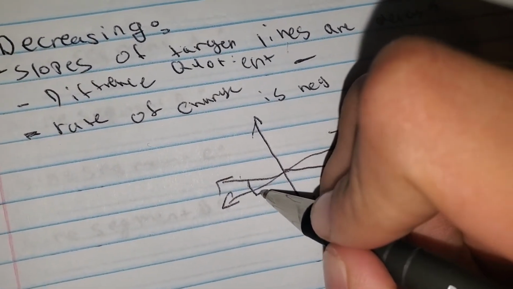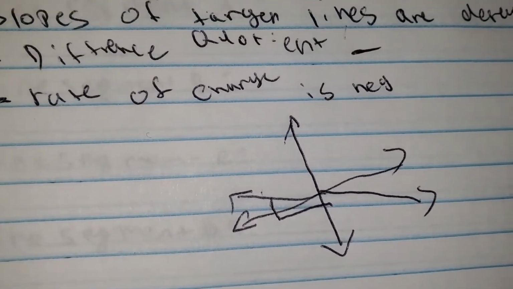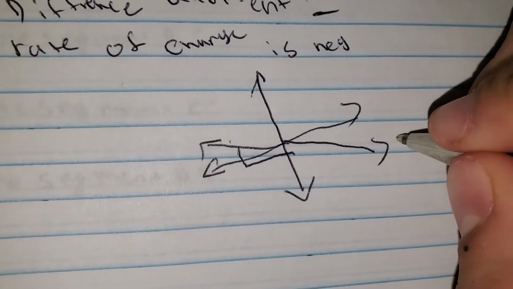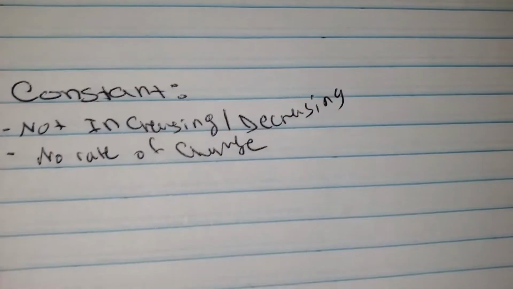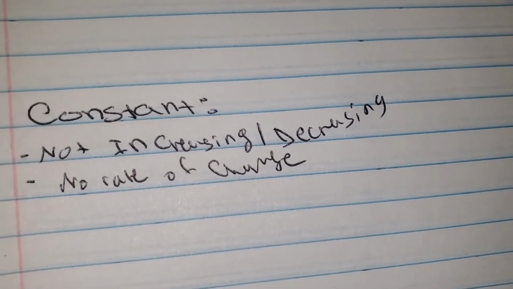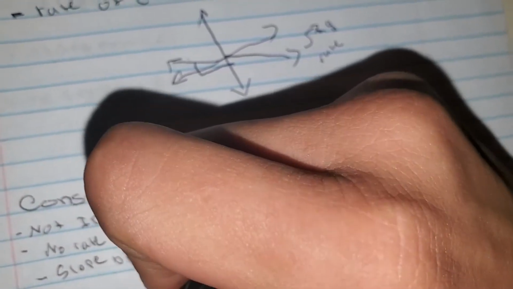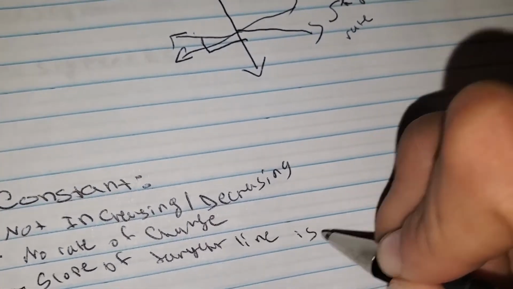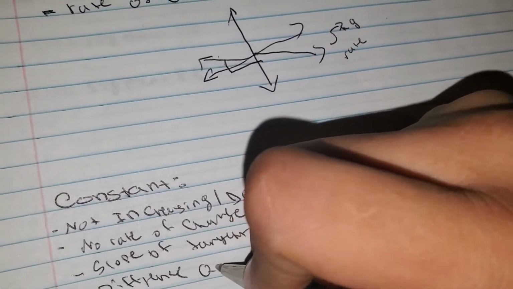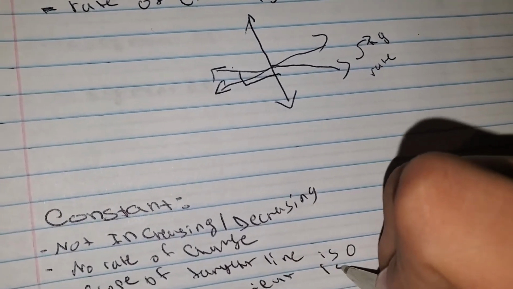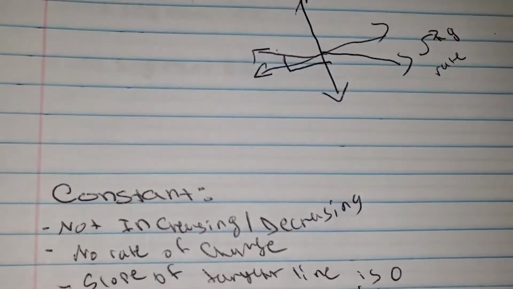So rise over run: we go down and over, and it's negative. So this is a negative rate of change. Constant means there's no rate of change, meaning the rate of change is exactly the same. The slope of the tangent line is 0, or the difference quotient is 0.